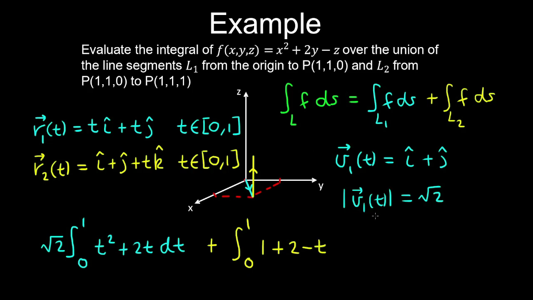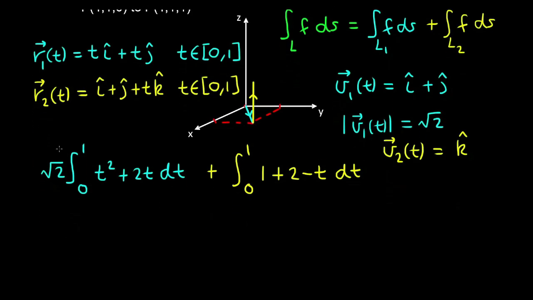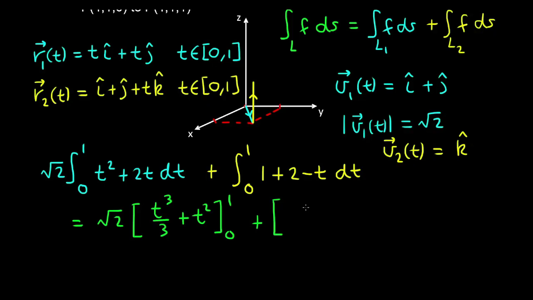And if we differentiate this function, we get v2 is 0 plus 0 plus k. So therefore the magnitude of v2 is 1. So we multiply this by 1 and integrate over t. And now we can evaluate these integrals. So we have root 2 by t cubed on 3 plus 2t squared on 2, evaluated at 0 and 1, and plus 1 plus 2 is 3, so we get 3t minus t squared on 2, evaluated at t equals 0 and 1.